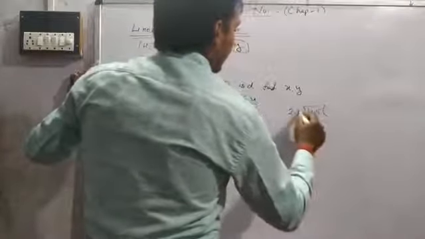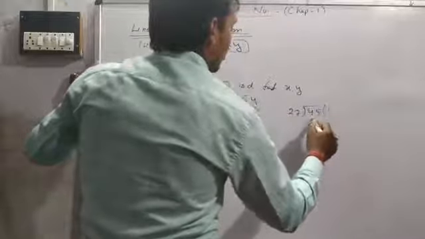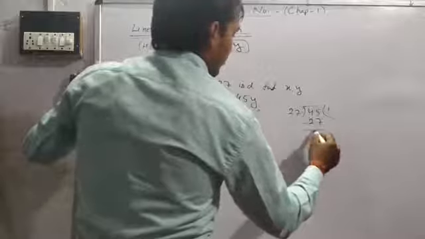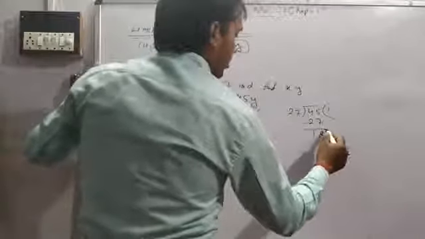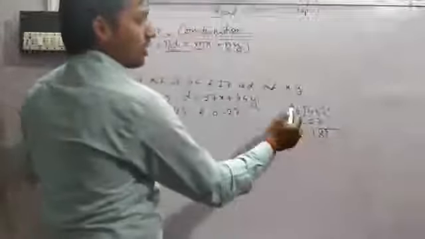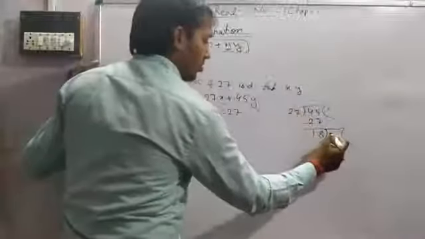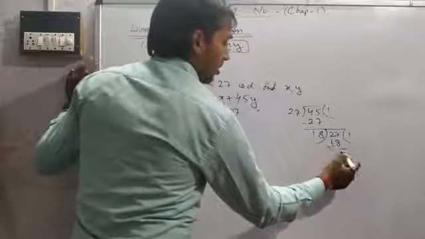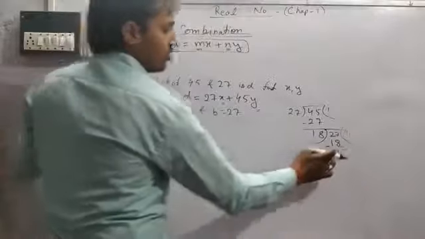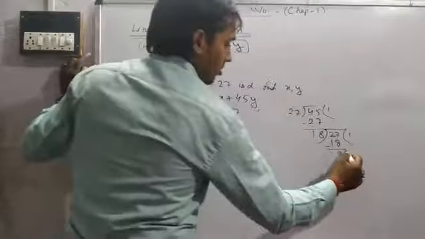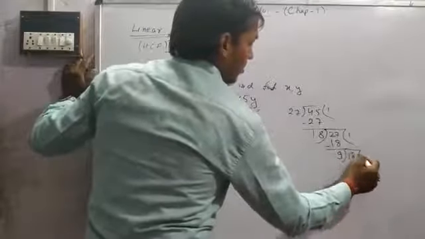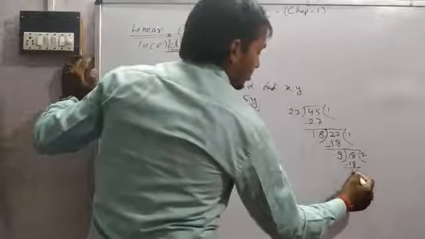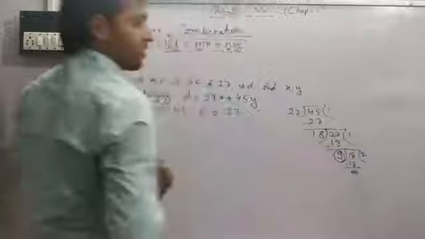45 is divided by 27, 1 times. What do you get? 18. Again, same process. Remainder converts to divisor and divisor converts to dividend. That is 1 times. Remainder 9. Again, 18, 2 times. And we get the remainder 0. So 9 is the HCF.